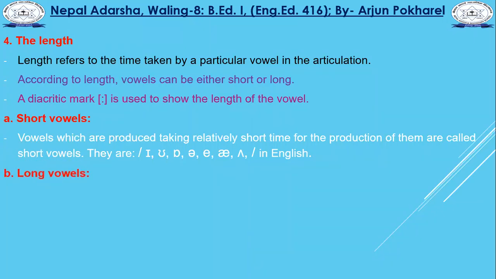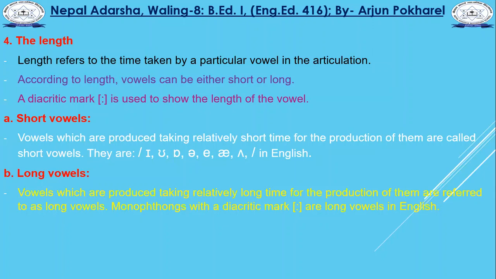In the same way, we have long vowels, which are produced taking a relatively long time. So vowels which are produced taking a relatively long time are referred to as what? Long vowels. Monophthongs with the diacritic mark, the colon, are long vowels in English. These are the long vowels.